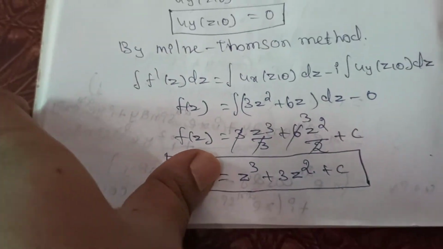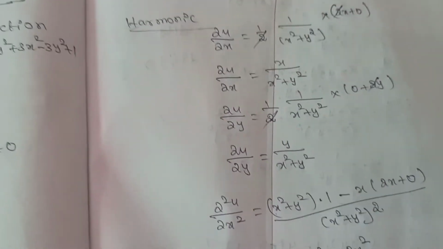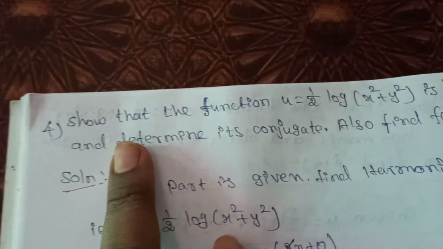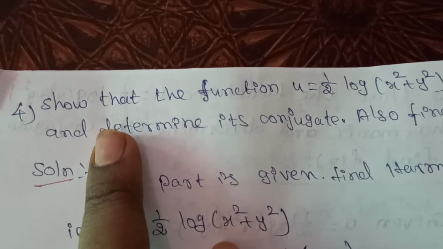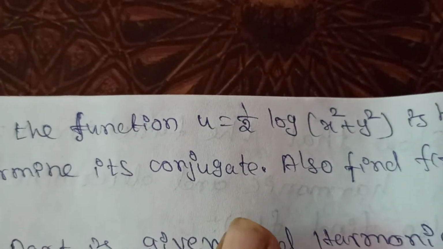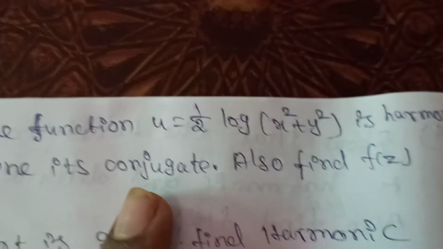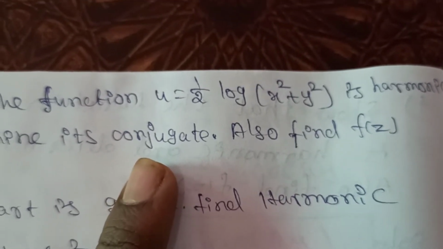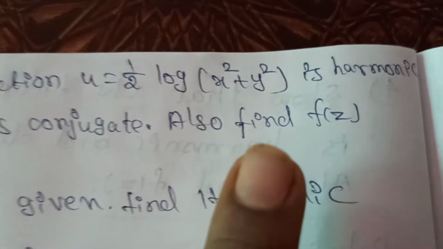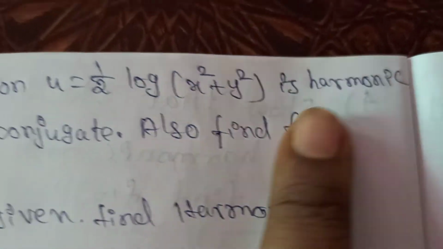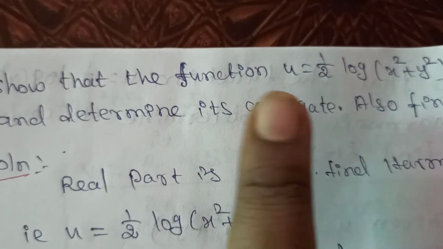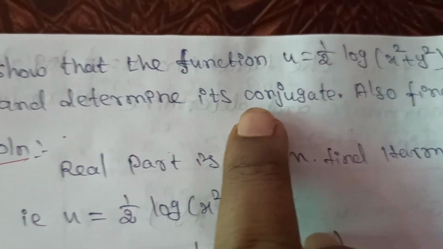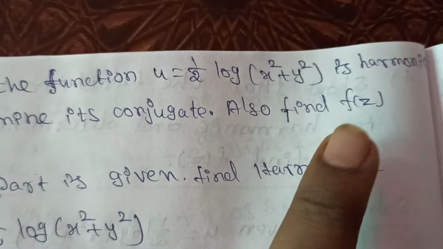Okay, and now we are going to the next problem. Show that the function u, which is equal to 1 divided by 2 into log of x square plus y square, is harmonic, and determine its conjugate. Also find f of z.